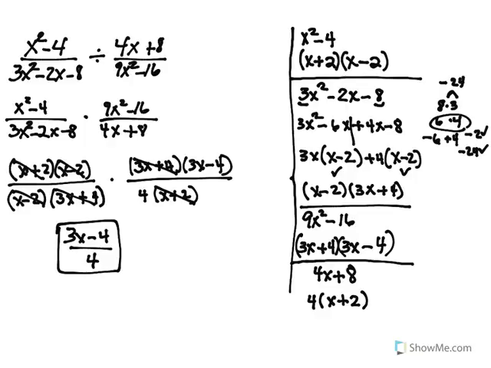We cannot cancel those 4's out. Please remember that, because you can only cancel factors. Remember, 3x minus 4 is its own factor. Okay? And so this would be your final answer. You don't have to have the parentheses. I just do. And that is it.